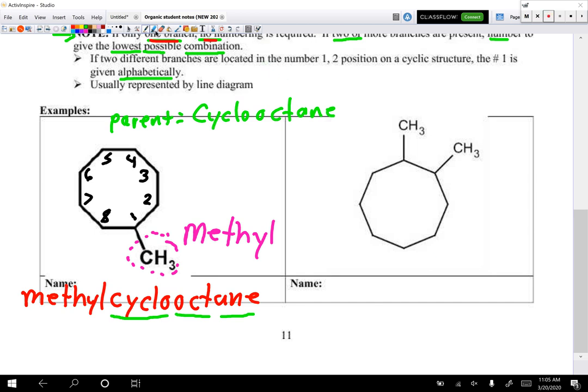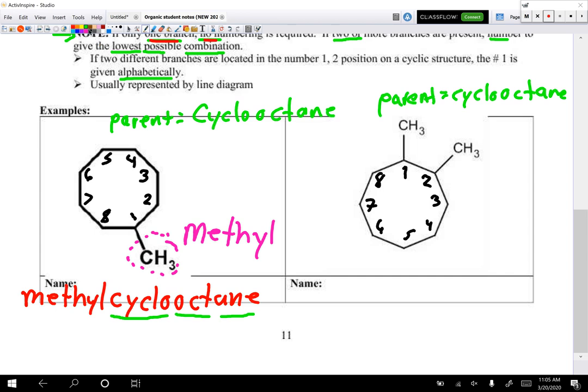Now for our second one, we can tell that there are 2 branches. So because of this, I'm going to have to label them. All right. Now for carbon 1, I am going to put on a branch, and then I'm going to try to get the lowest possible numbers. So if I create carbon 1 right here to get my lowest possible numbers, carbon 2 needs to go there. And then I label all my carbons going around and find out that my parent chain, just like the last time, is equal to cyclooctane.